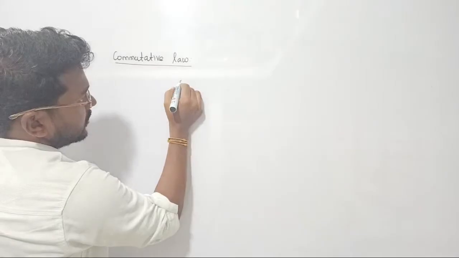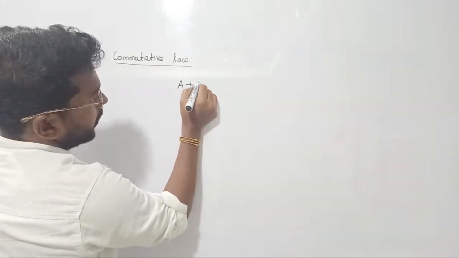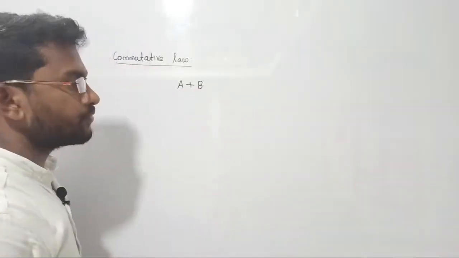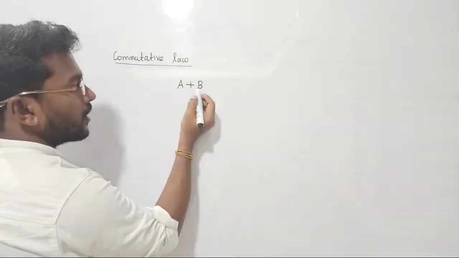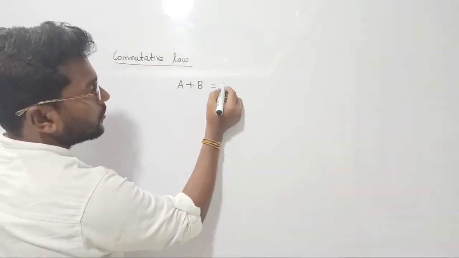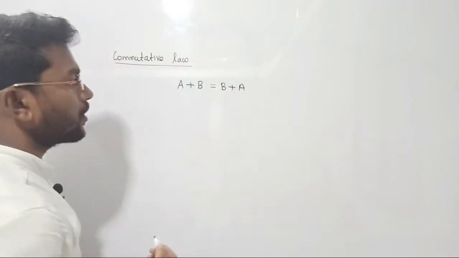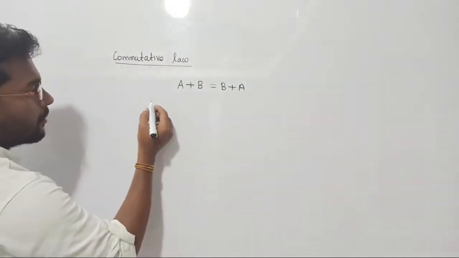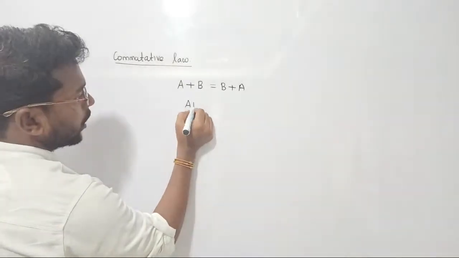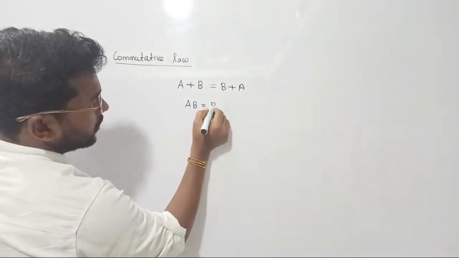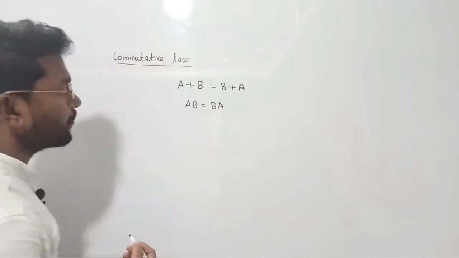If I have an expression like A and B, the possible combination, first I consider A and then I consider B, that should be equal to the value of B plus A. That is simply called commutative law. Then you can also consider the product A into B, and that should be equal to B into A.